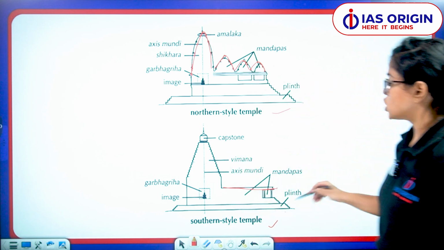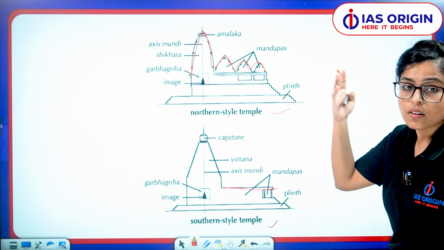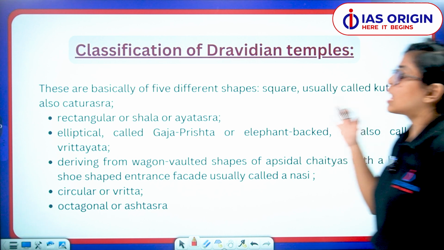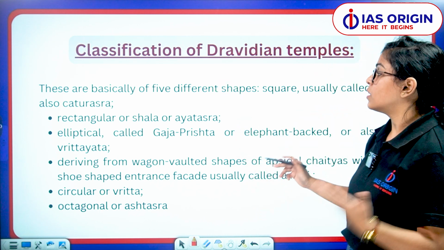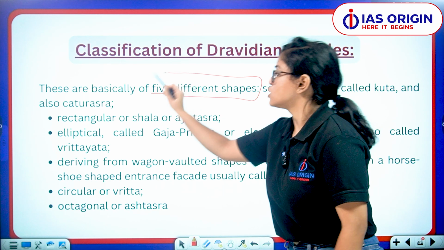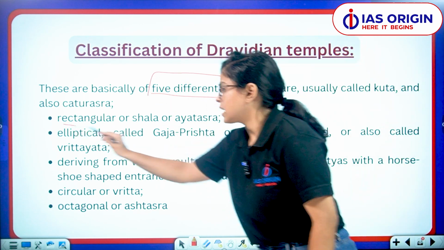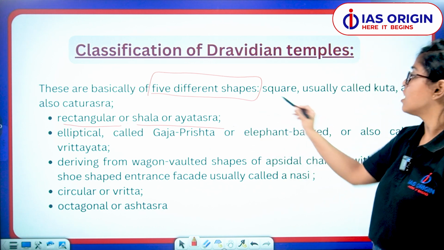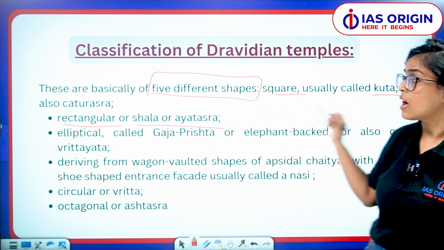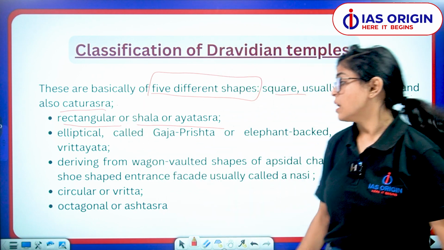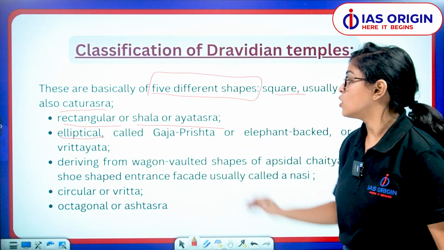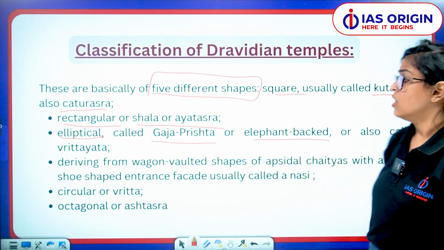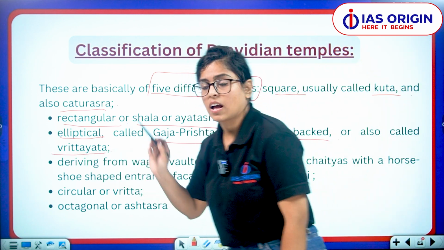So this is a major difference and another difference is the Gopurams or the gateways. Now when we talk about classification, this is something to be learned about. The 5 different shapes, you need to memorize them: rectangular in shape, also known as Shala or Ayatashra. Square shape are known as Kuta or Chaturashra, and the elliptical one are known as Gaja Prishta, as the name suggests, elephant backed, also known as Vritta.